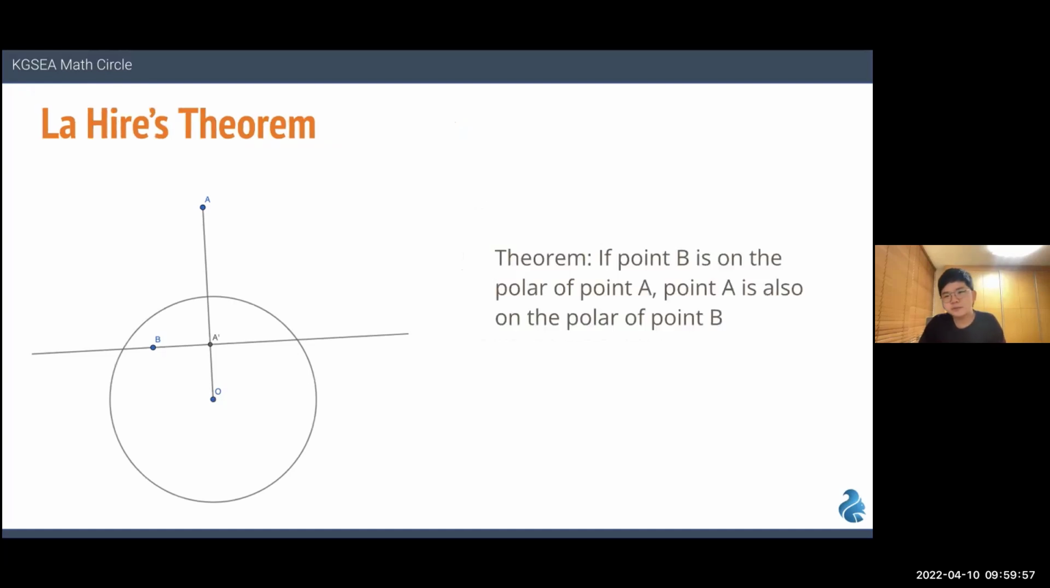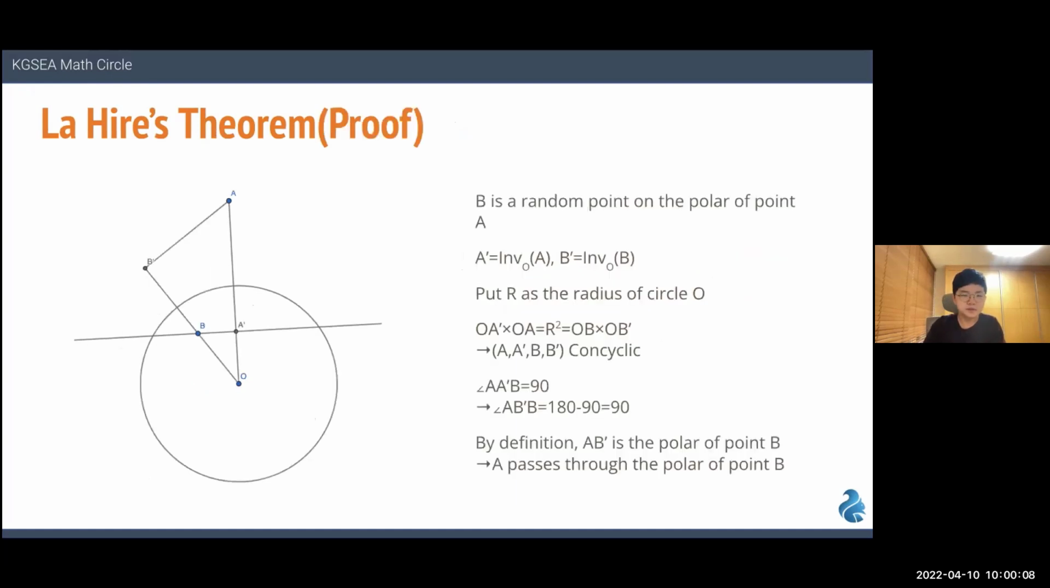So when it comes to poles and polars, the most important theorem is a theorem called La Hire's theorem, and it states that if point B is on the polar of point A, then A is also on the polar of point B. And the proof is quite straightforward.